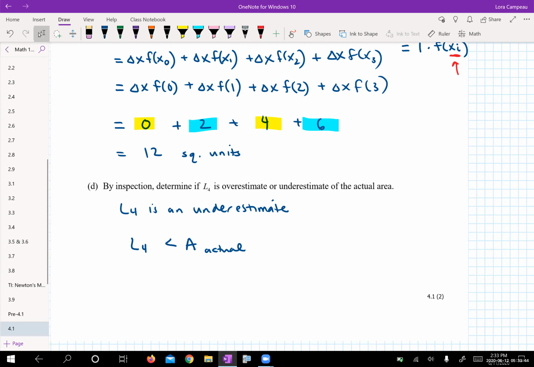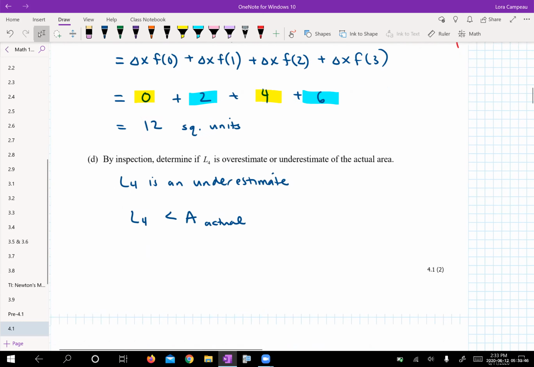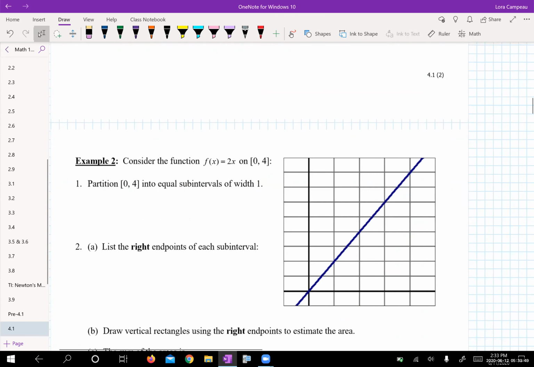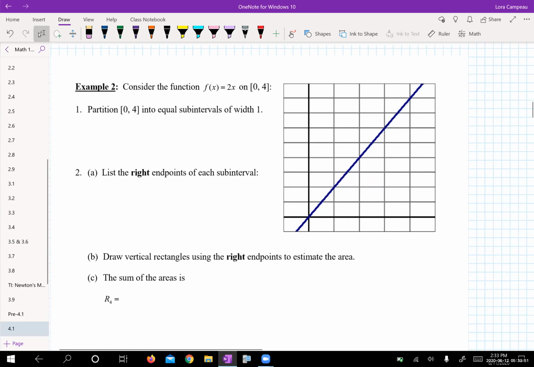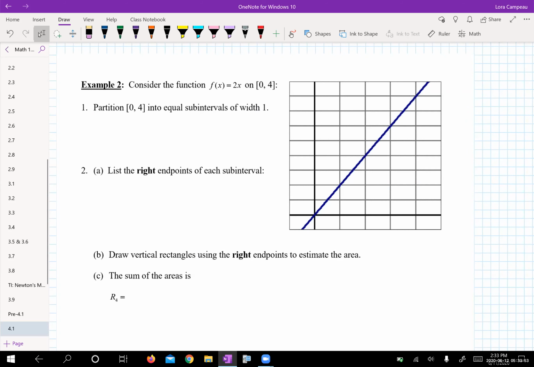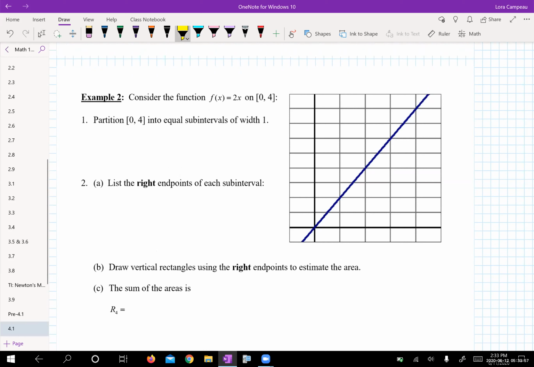Let me look at the other side, in a sense. So same type of problem with example 2, but this time what they want us to do is deal with the right endpoints. Okay, so subdivisions, still okay. We're still going to do the same idea. They are telling us that they already know who the delta x is. It's equal to 1. And so we're still looking at the interval from 0 to 4.